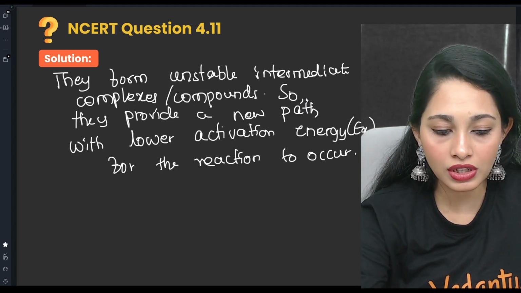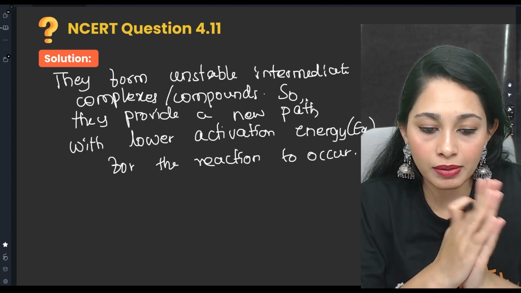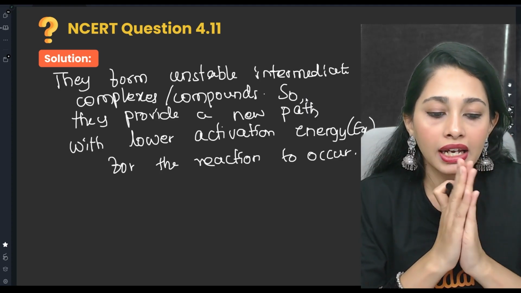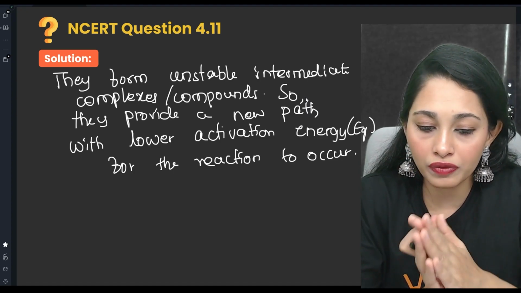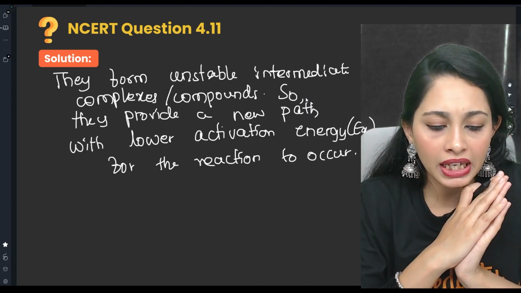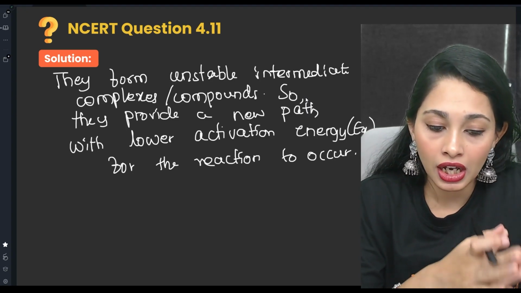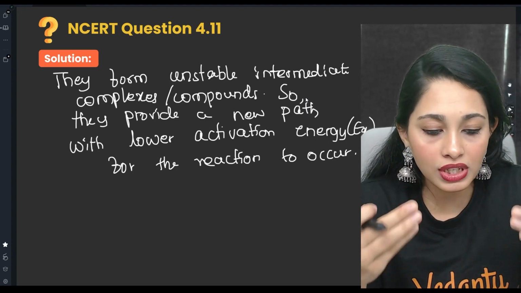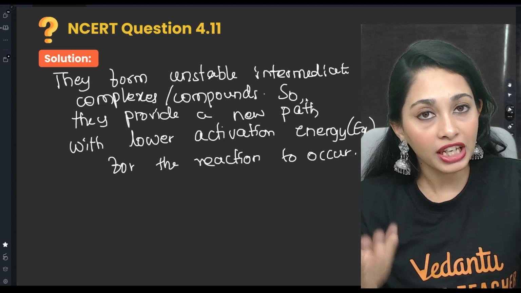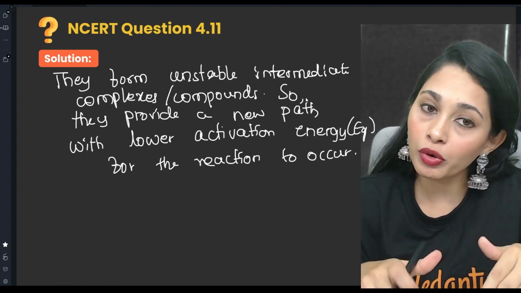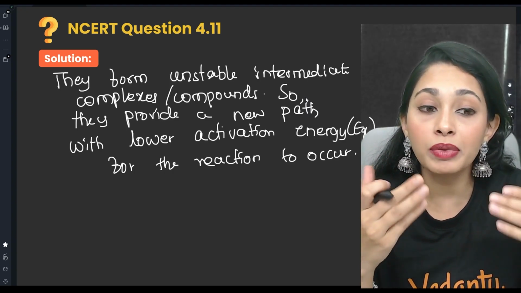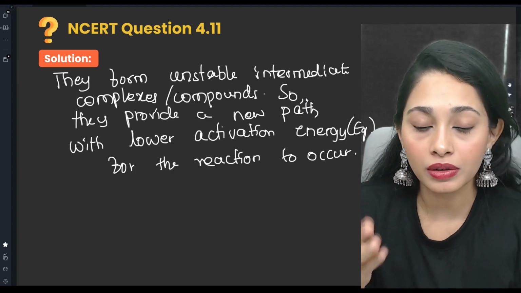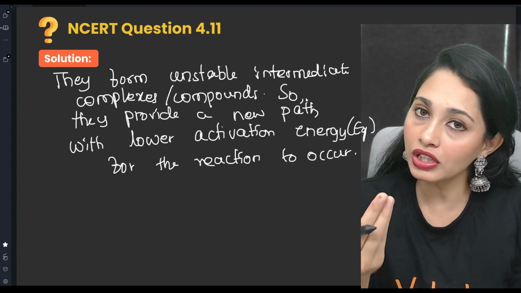So the first one was transition metals and many of their compounds show paramagnetic behavior. It's because of the unpaired electrons, and the enthalpies of atomization of the transition metals are high. Then transition metals generally form colored compounds. That's because of d-d transition. And the last one was that transition metals and their many compounds are good catalysts because they provide surface and they form unstable intermediate complexes, which provide a new path with lower activation energy.